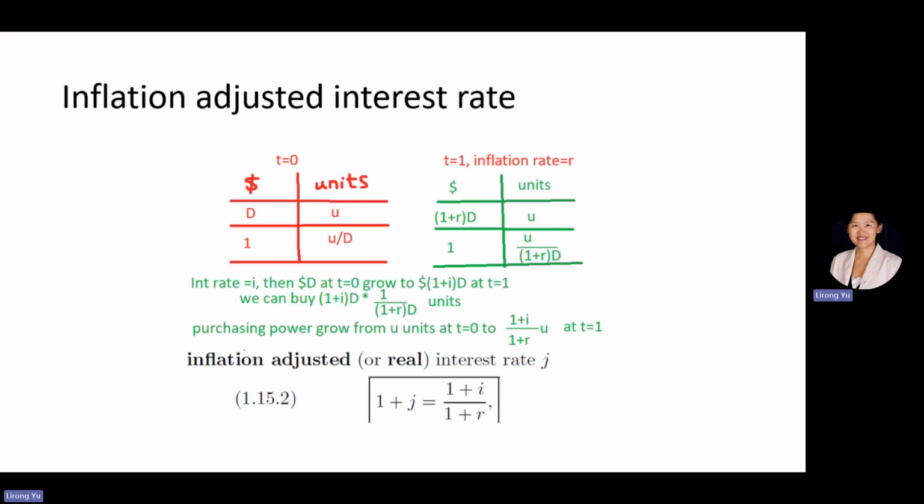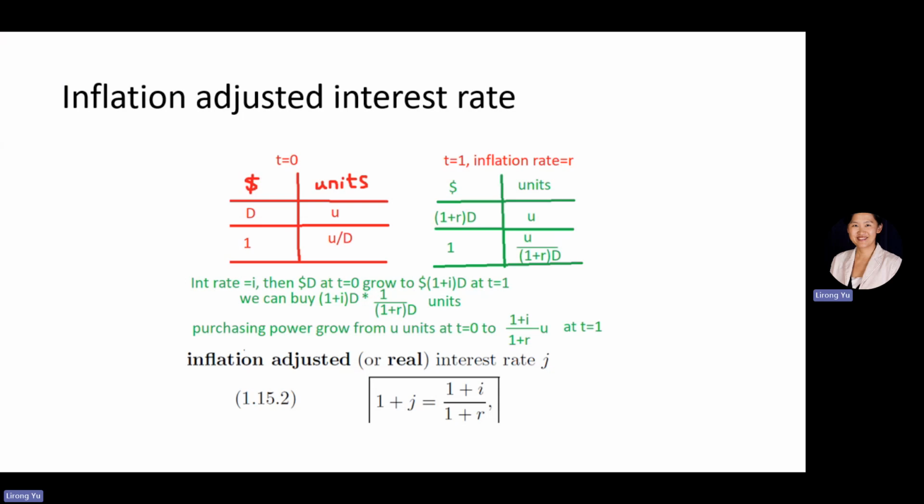Now down here, we're going to talk about interest rate. If you have an interest rate of I, then if you have D dollars at time 0, it grows into 1 plus I times D at T equal to 1. So the interest I allows your money to increase. Now, how much can you buy with 1 plus I times D dollars at T equal to 1? Remember, with $1, you buy this much, but then you have this many dollars. So this is how much you can buy.